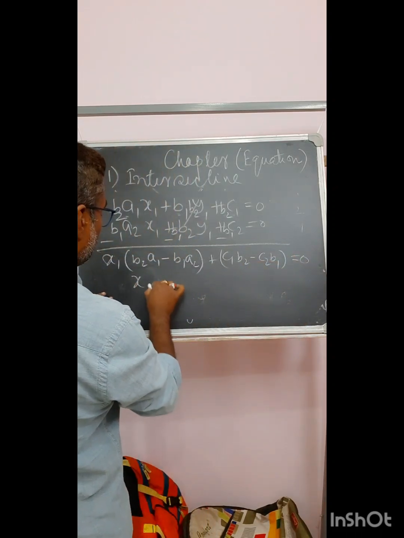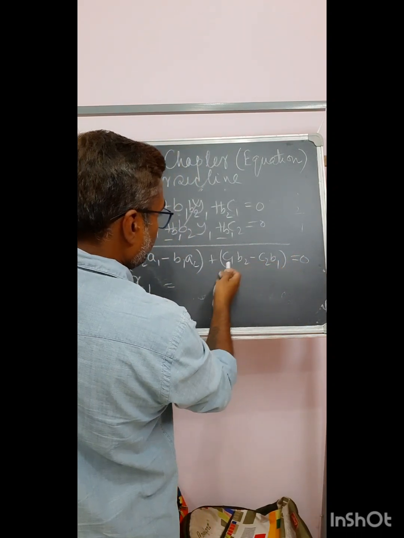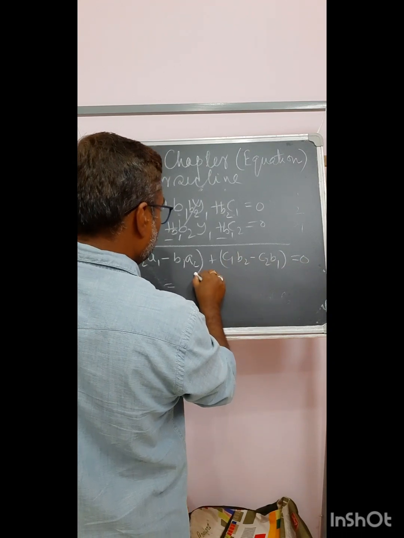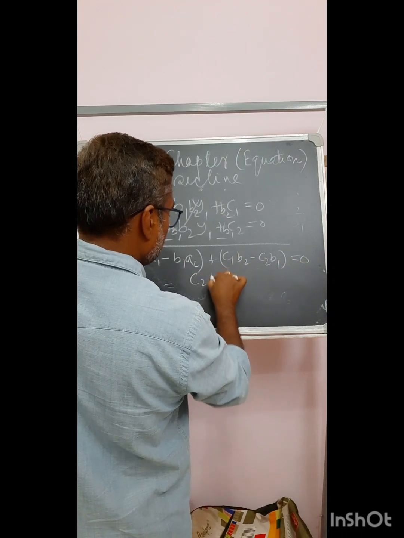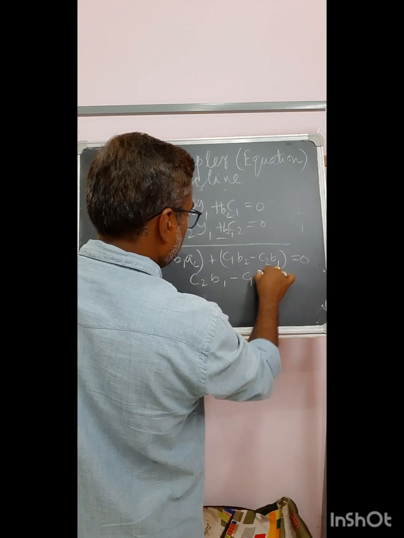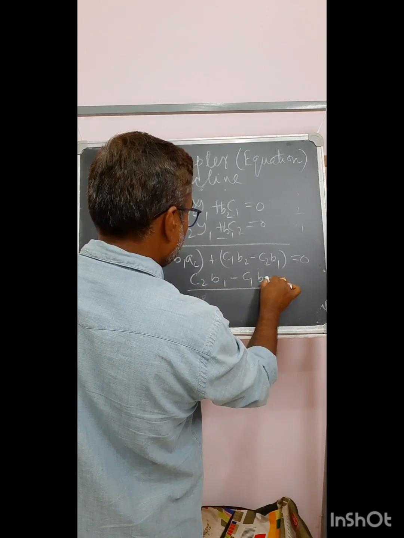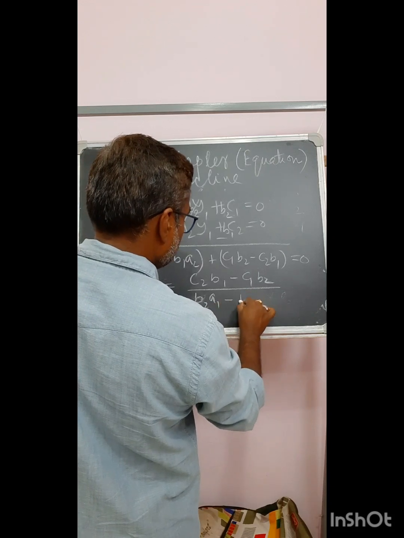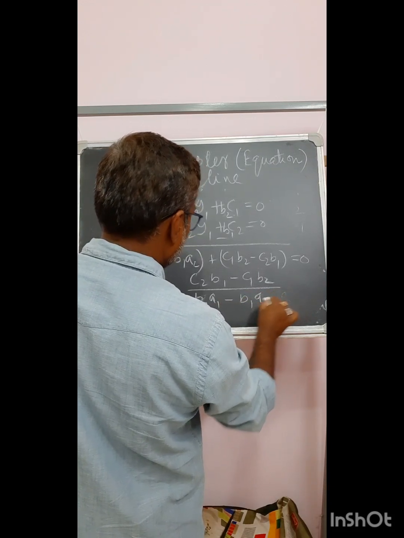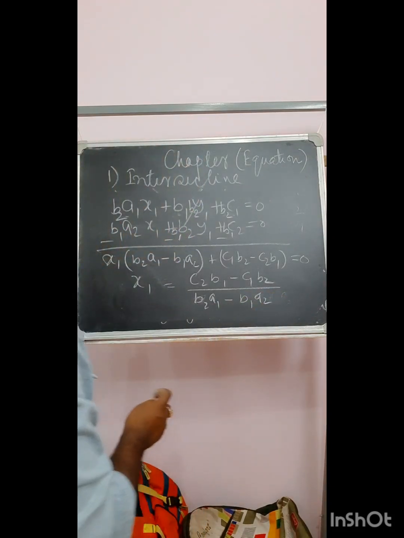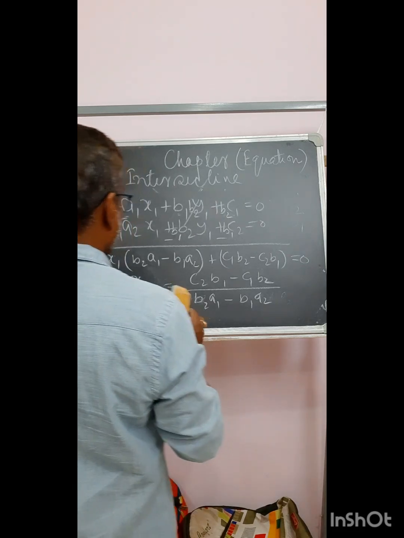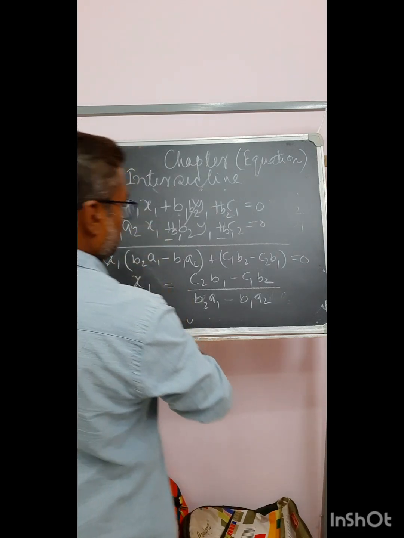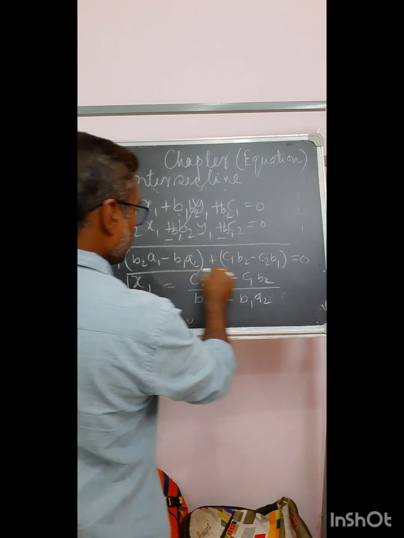So your x1 will be, if I transfer it to the right hand side, this will change its sign: (c2 b1 minus c1 b2) whole divided by (b2 a1 minus b1 a2). So this will be your x1. Similarly, you remember this one, this is your x1.